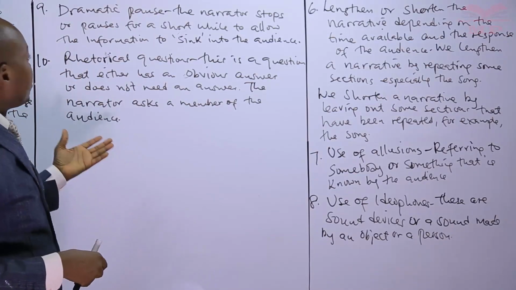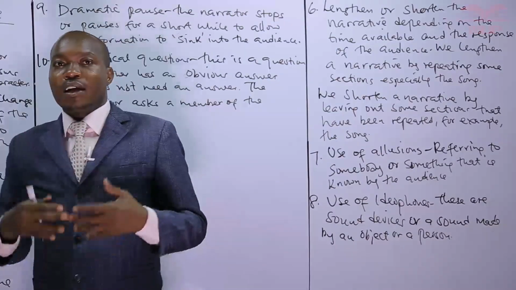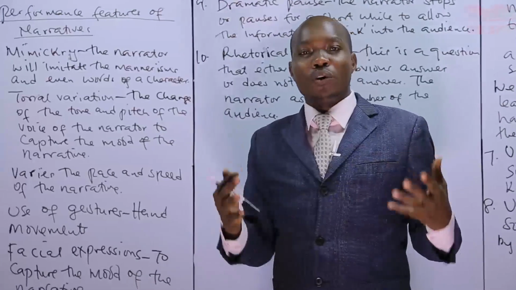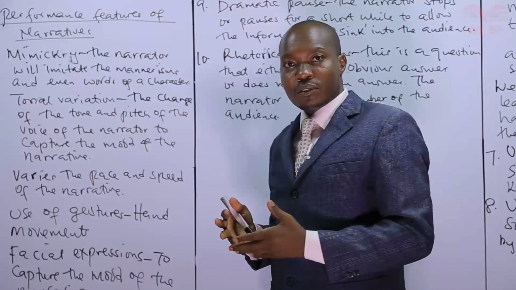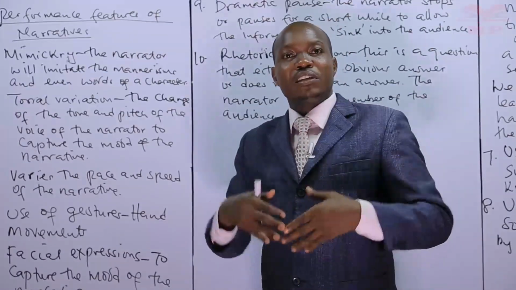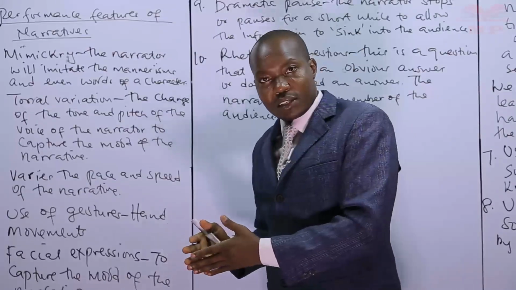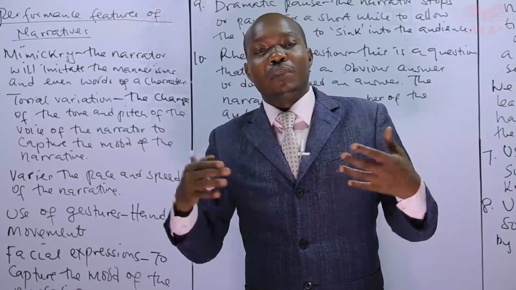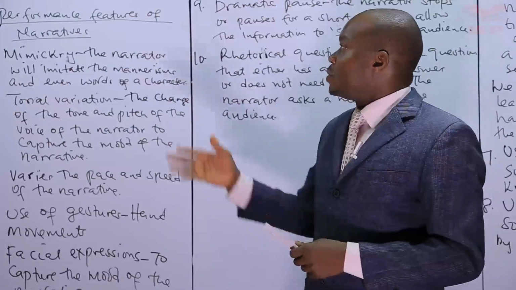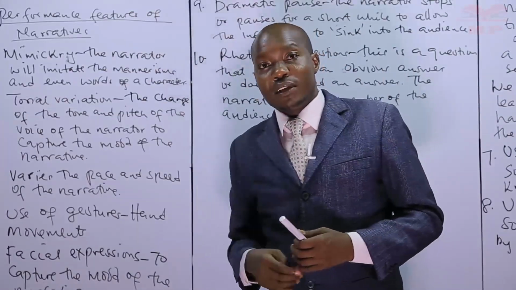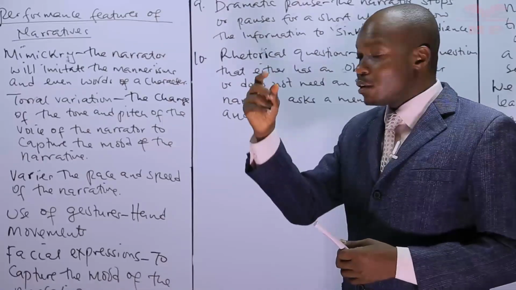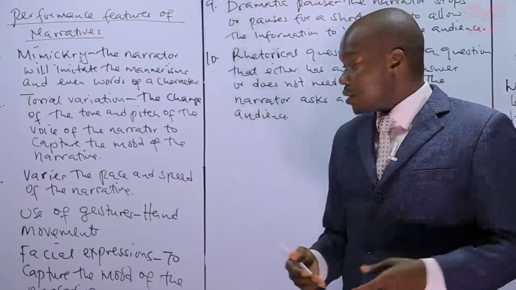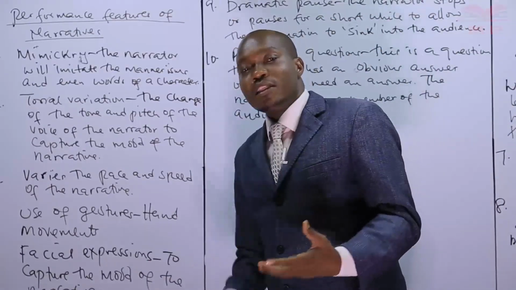So students, these are the major performance features. When the narrator is telling a story, he or she employs some features. We call that rendition of a narrative. It means telling the story, performance of a narrative. The narrator is going to employ some features to make the performance interesting, to make it lively. And one of them is mimicry, which means imitating the mannerisms of the characters. You can use tone variation, where you vary the pitch of your voice. You can vary the pace and speed of the narrative. You can also use gestures, which are hand movements.